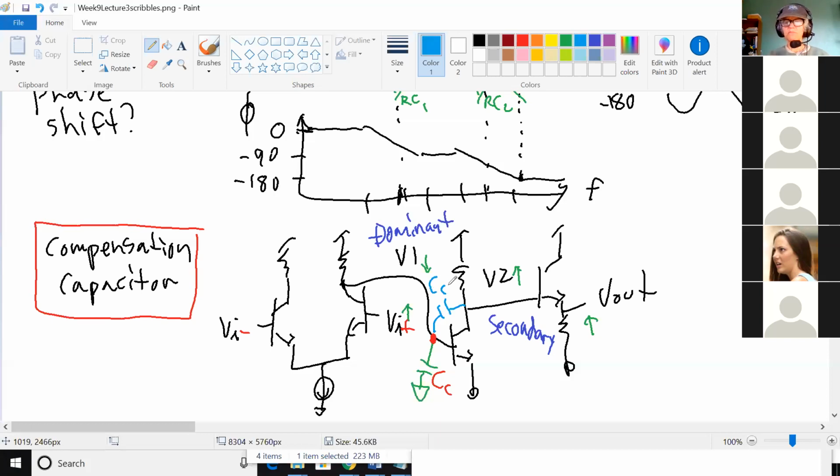Why might it be better to put it from the input of your gain stage to the output of your gain stage instead of just to ground? Is it because the perceived capacitance is larger because you have that inverting stage, so you can use a smaller capacitor on the die? Exactly, yes. So capacitors are gigantic.